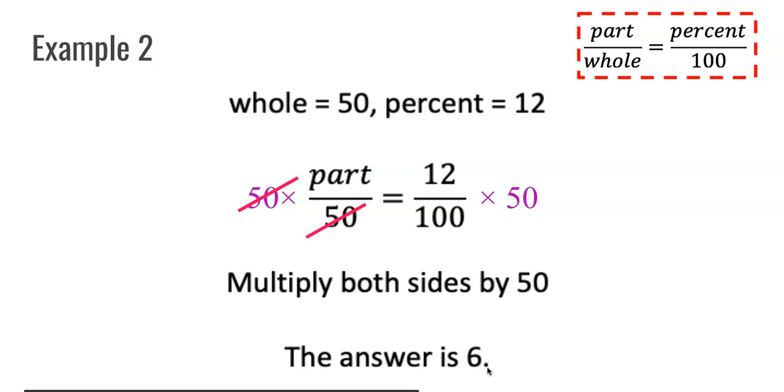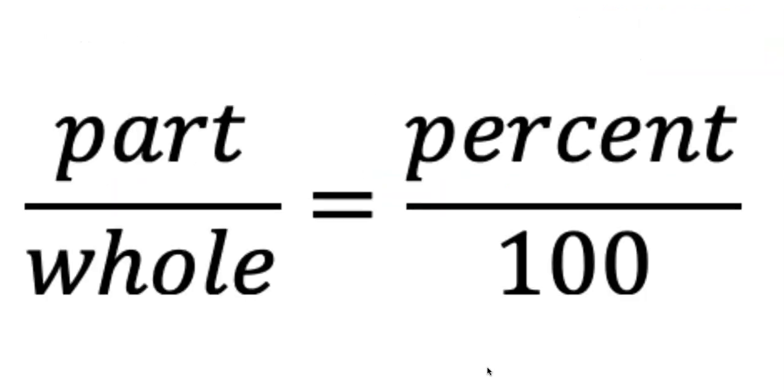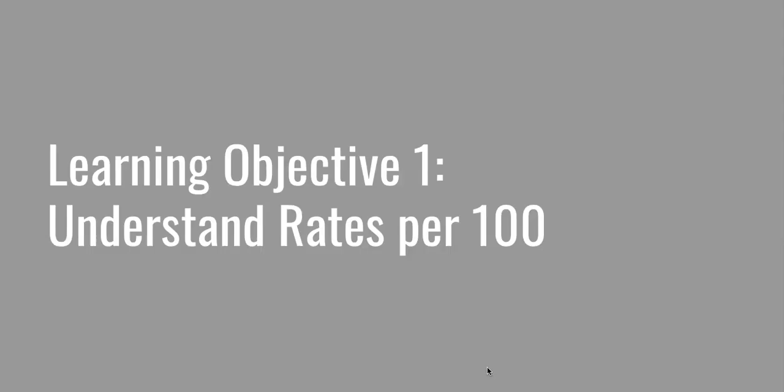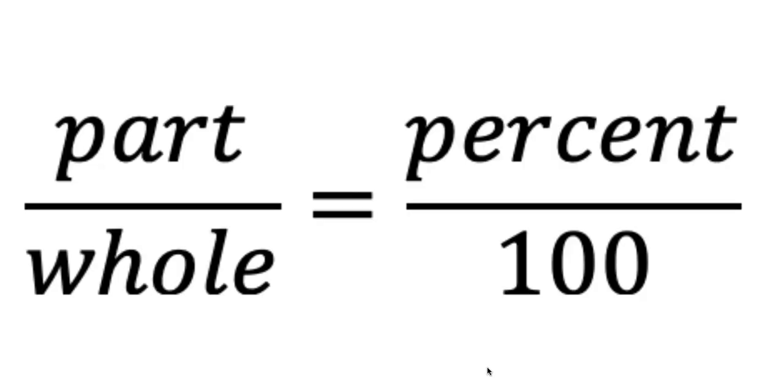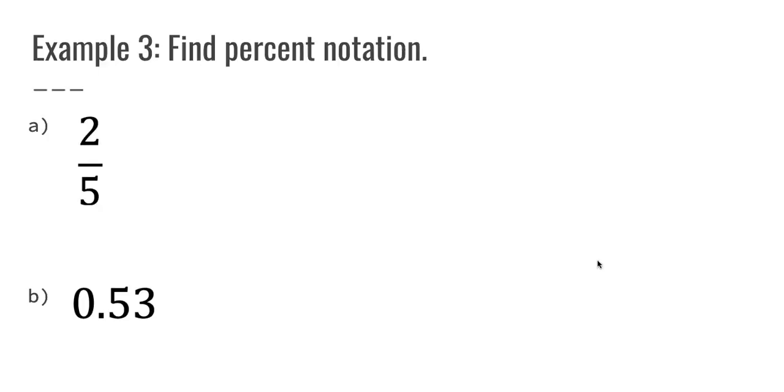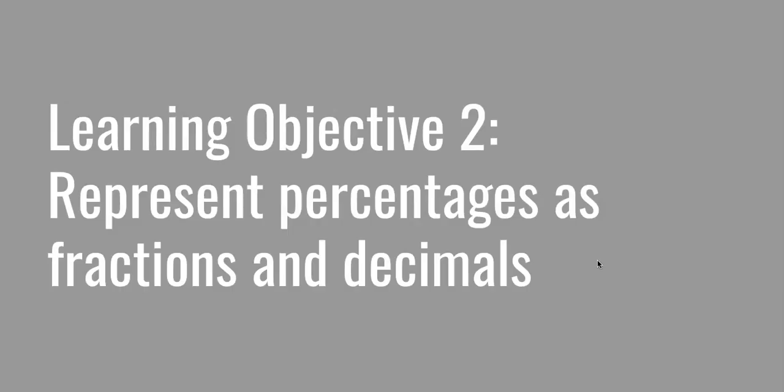So these are the basic types of our first learning objective. We were trying to understand the rates per 100, and this is how we can. We were using the part over whole equals percent over 100 proportion to solve these problems. And there are some word problems that we can go over. I don't have them on my slide this time, but if you email me, I may be able to record another video going over some of the homework problems if you would like those, just let me know, okay?